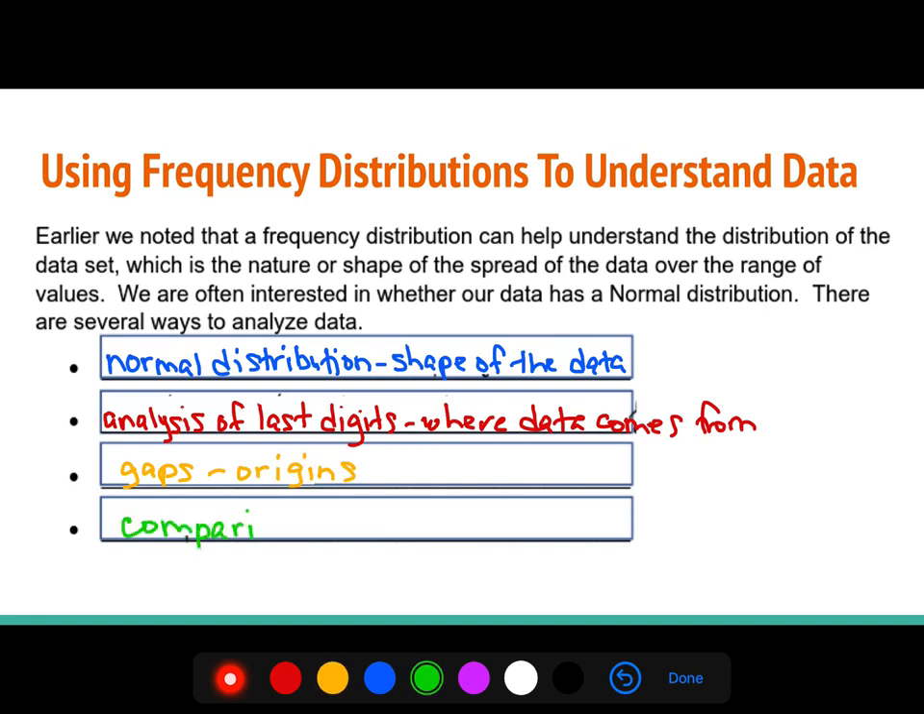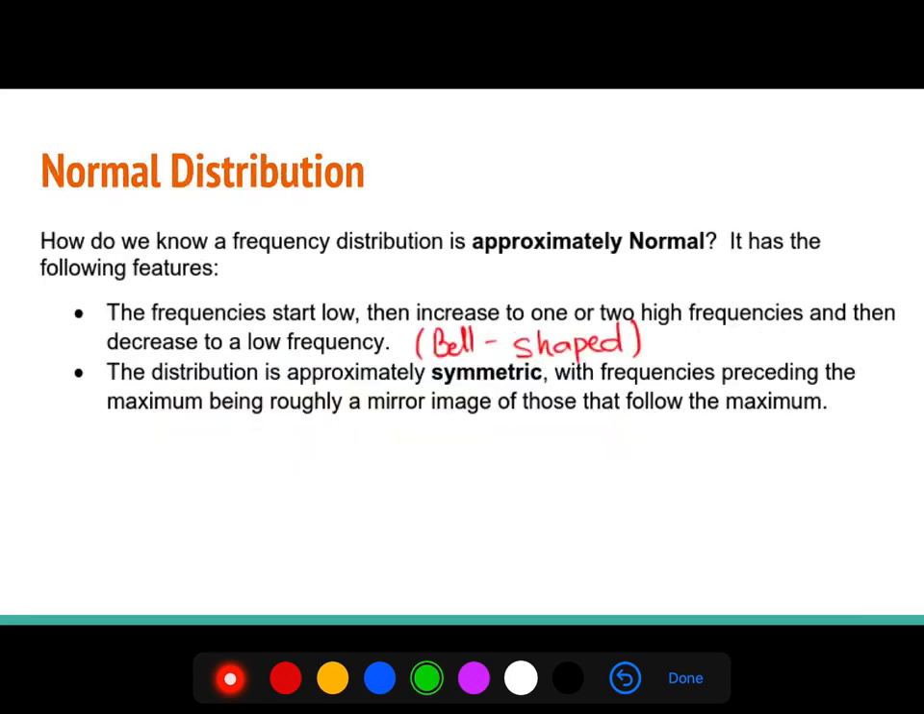The next thing is we're looking for gaps in our data. We need to know if there's any gaps. And sometimes we even do comparisons of our data. And we're going to look at all this evening.